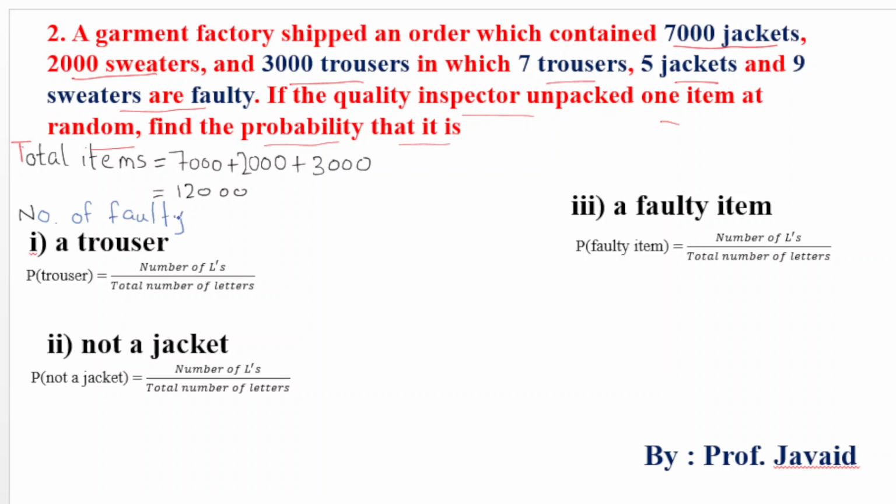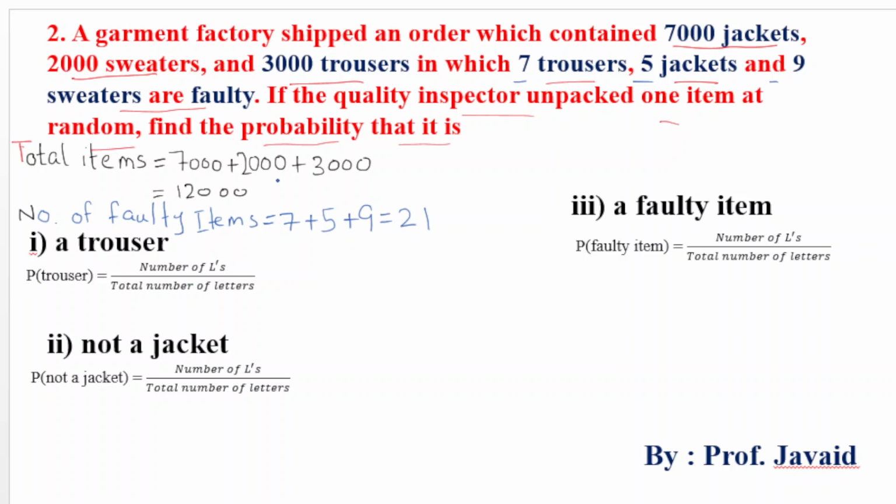Number of faulty items. So how many are these? Seven trousers, five jackets, and nine sweaters. So 7 plus 5 plus 9. So that will be 21. Yes, 12 plus 9 is 21. I'm sorry. Okay, so we did it.